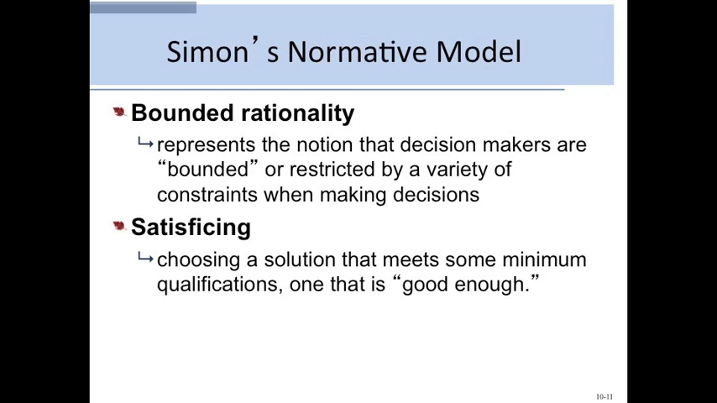So rather than making the best decision, the most optimal decision, what Simon and OB theorists actually argued was that most times in decision making, people don't optimize, they do what's called satisfice. They're satisficing, which is choosing a solution that meets some minimum qualification. Essentially, it's choosing something that's good enough.